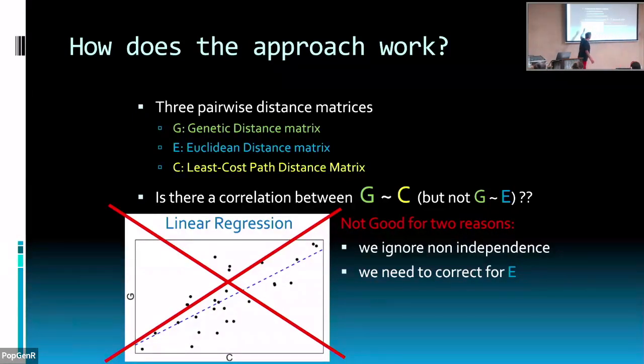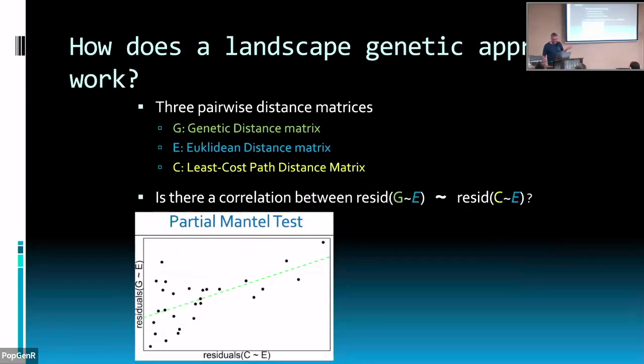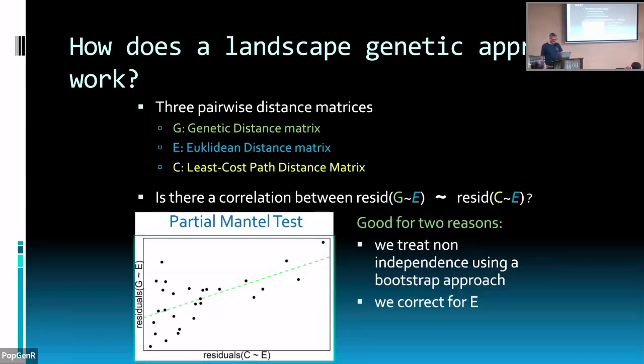And that's why you do quite often something, in one case, a partial approach, first for your Euclidean distance, because that's your null model. And if there's still a pattern, then this is actually the landscape. There are different ways to do that, and one is this partial Mantel test, which is actually fairly simple. You do a regression, G versus E and C versus E, and then regress the residuals of those two things against each other. I'm not sure if you want to explain that more. I can't actually explain it more. That's how it is.